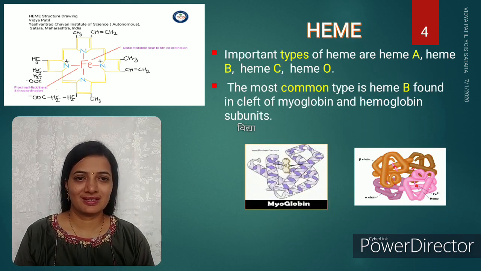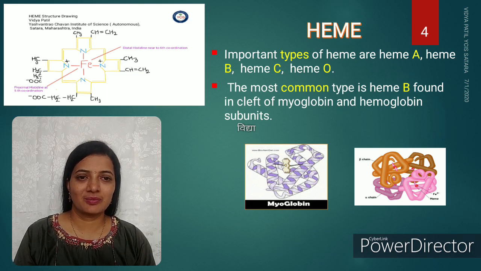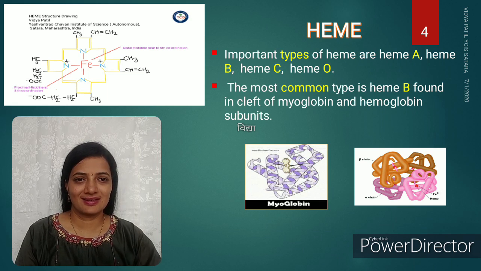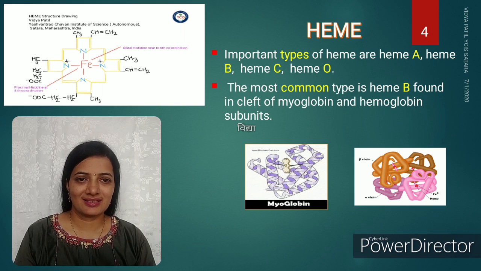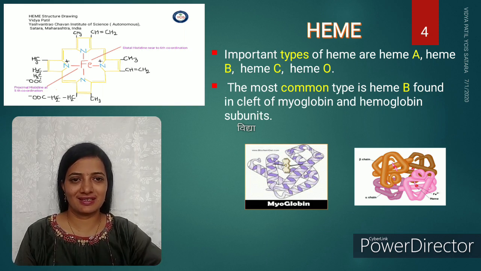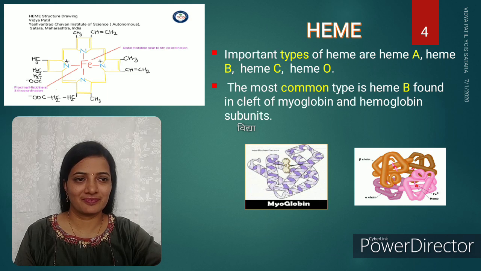Important types of the heme groups are heme A, heme B, heme C and heme O. In myoglobin and hemoglobin, heme B is found, which is shown in the diagram. The myoglobin cleft contains heme at this position, while in this diagram there are 4 subunits of hemoglobin. There are also 4 heme groups present in the clefts. Just see in this diagram here.